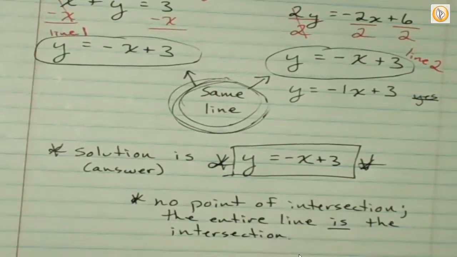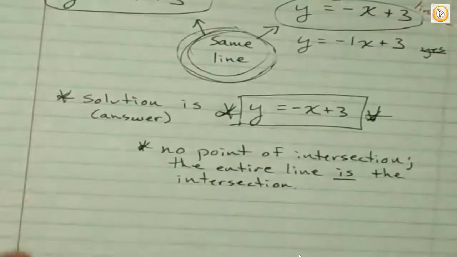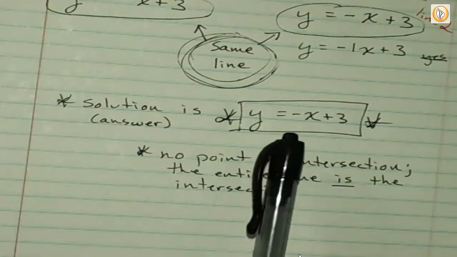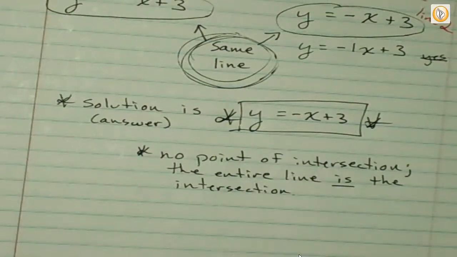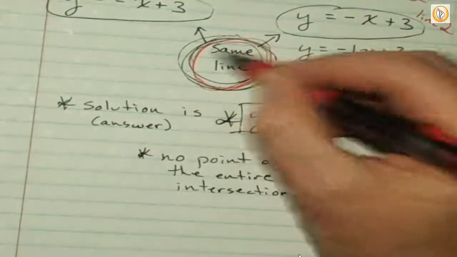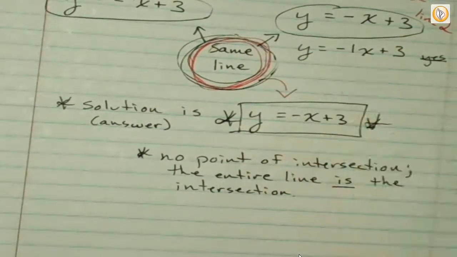It's the same line. I mean, there are two lines, but they are the same line, so they're right on top of each other. So the intersection is the whole thing. So your answer, instead of an ordered pair, because they didn't cross at one point, it's the same line, so your answer is going to be this. So if it's the same line, then this is how you write your answer.